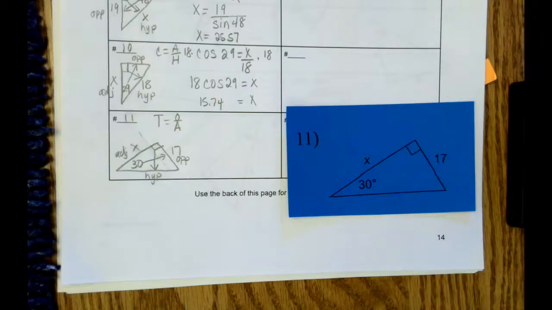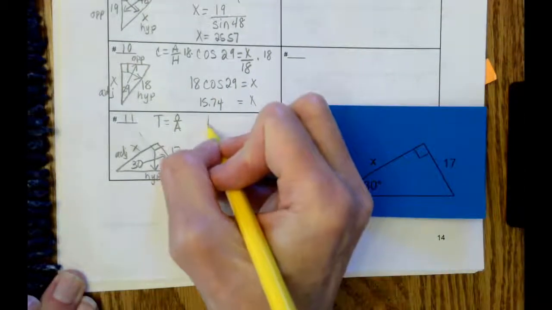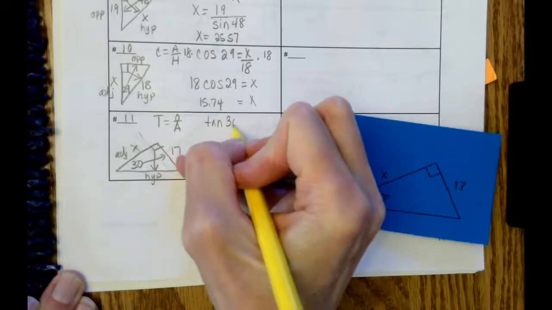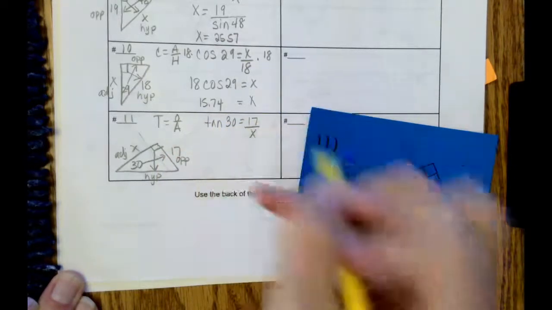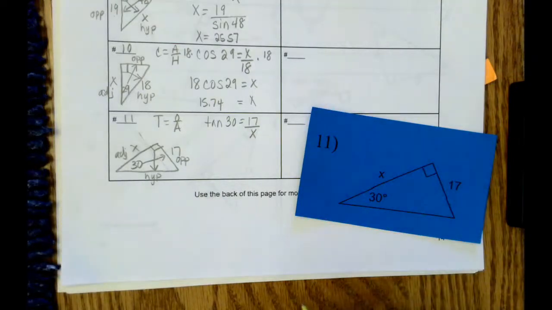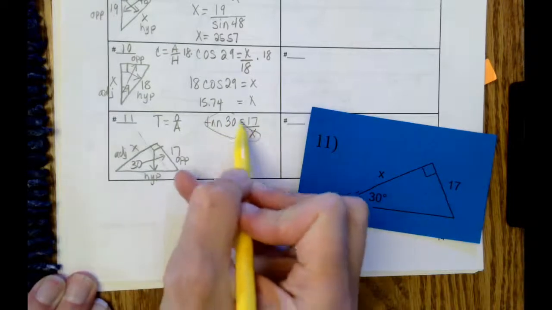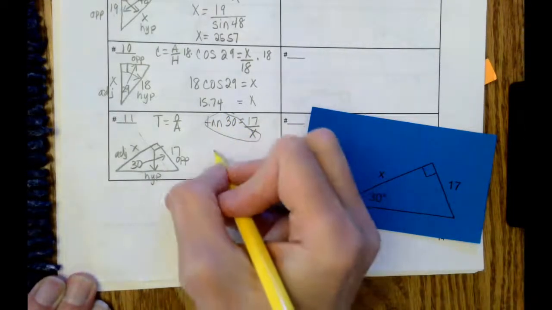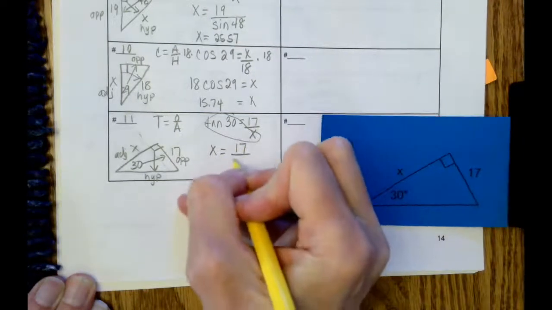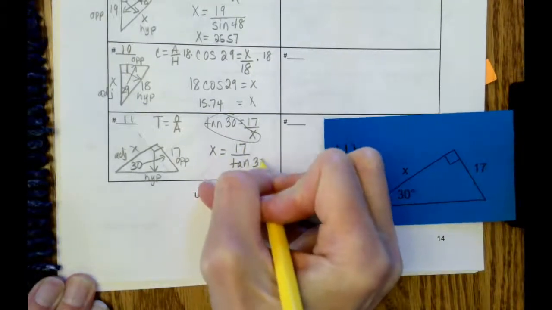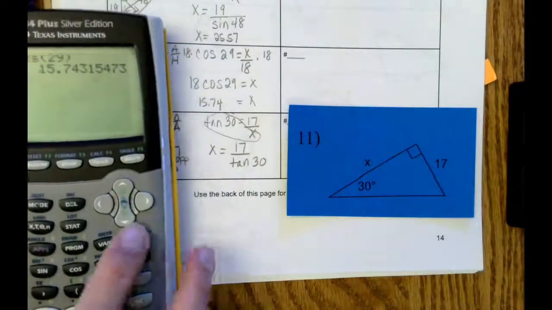So as we take a look and set this up, then it's going to be the tangent of 30 equals the opposite divided by the adjacent. Again, when the variable is down low, we're going to switch a row. We're going to take these two values and we're going to switch places. So this is going to be x equals 17 divided by tangent of 30, and then we grab Desmos, or we grab our calculator and we type that in.